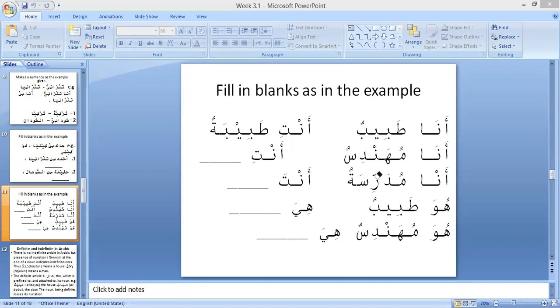Ana mudarris. Mudarris is a teacher. Is this male or female? Ana mudarris. It's a male. Ana mudarris, is this male or female? A male.